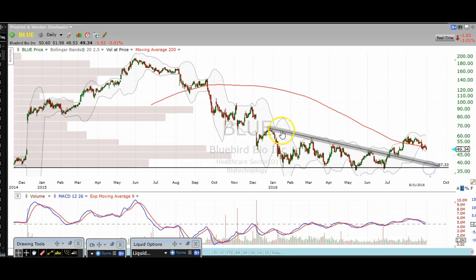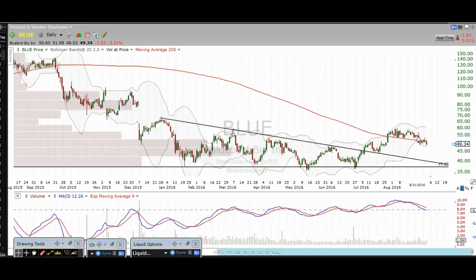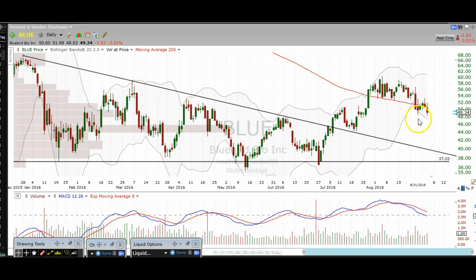And that was a nice little trend line break right here, and you can see that we broke over it, came back and retested it, and then bounced higher. Looks like in the short term, we could be seeing some short-term downside. But overall, this looks like a pretty nice chart.